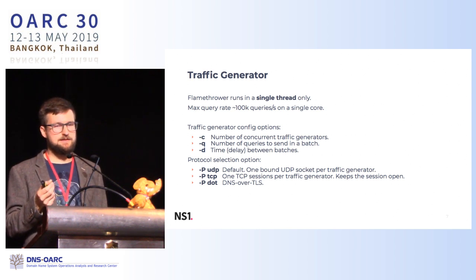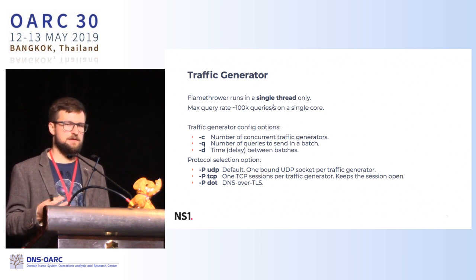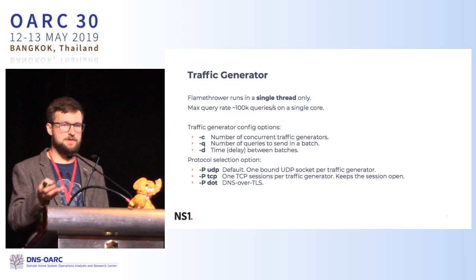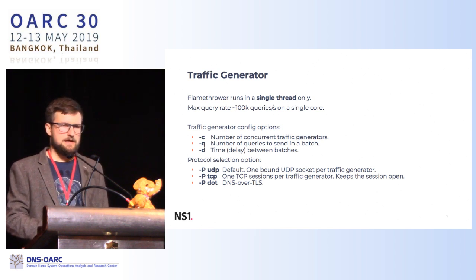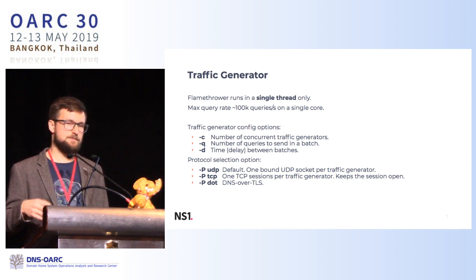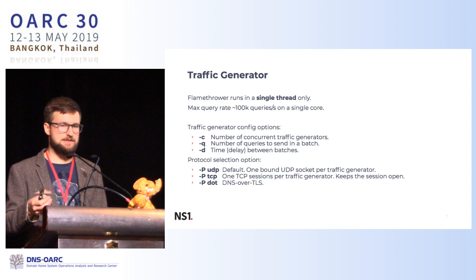And we have seen that the max query rate on a single core is about 100,000 queries per second. That's the maximum we have seen on some normal machine. Of course, it depends whether you run it on a high-end server or a laptop. And if you want to use more cores on your machine, you probably have to start multiple instances.